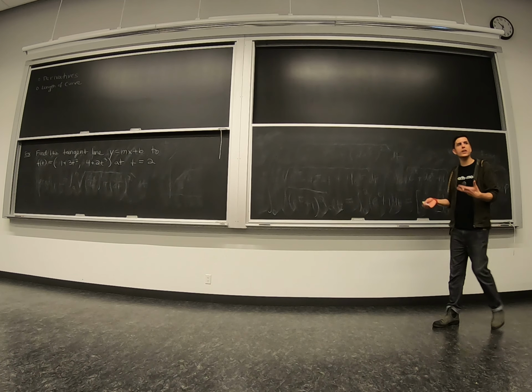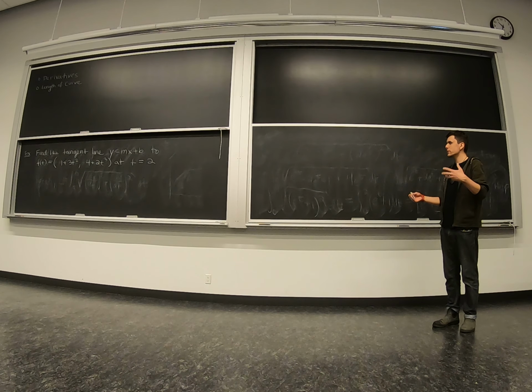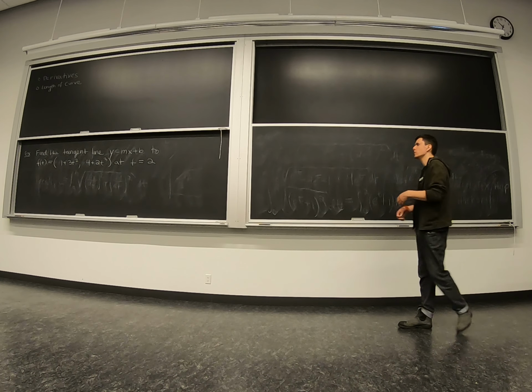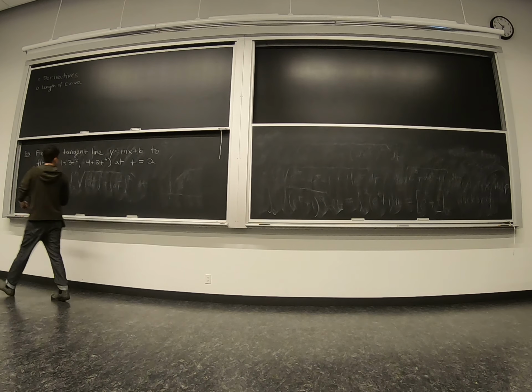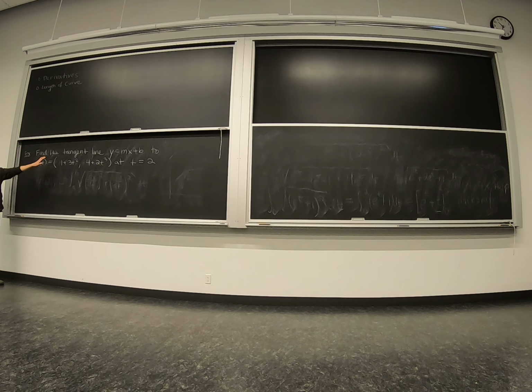Okay, so this is another way that we can wind up using derivatives. We can use derivatives to find tangent lines. So we want to find the tangent line y equals mx plus b to this parametric curve at a particular value. Okay, so to find a line, we need two pieces of information. We need the slope, and we need a point on the line. So we can use our parametric equation to get a point on the line.